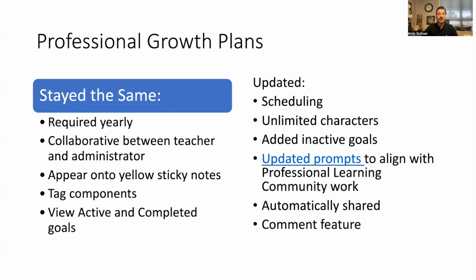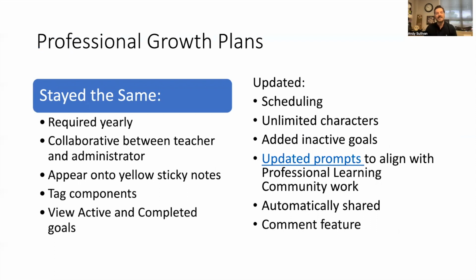Next are professional growth plans. What stayed the same is that they are still required yearly. They are required to be collaborative between the teacher and an administrator. We kept the yellow sticky notes. The learner still tags components to their goals, and we have the ability to see active and completed goals.